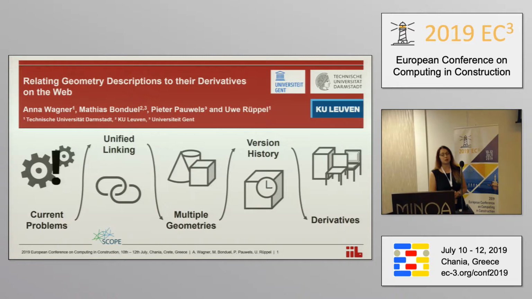The topic I'm talking about is how to relate geometry descriptions to their derivatives on the web using linked data, basically. So I've got an outline for you, beginning with the current problems, then talking about how we can achieve unified linking, how to support multiple geometry descriptions for the same object, because as Johannes kindly said earlier, that is an issue, especially in the planning phase. Also keep track of version history, and finally how to actually connect to the derivatives.